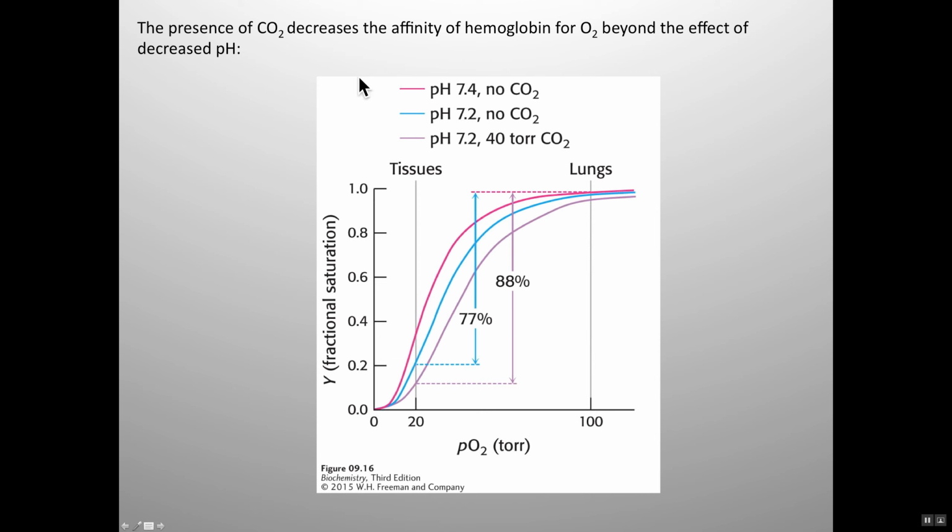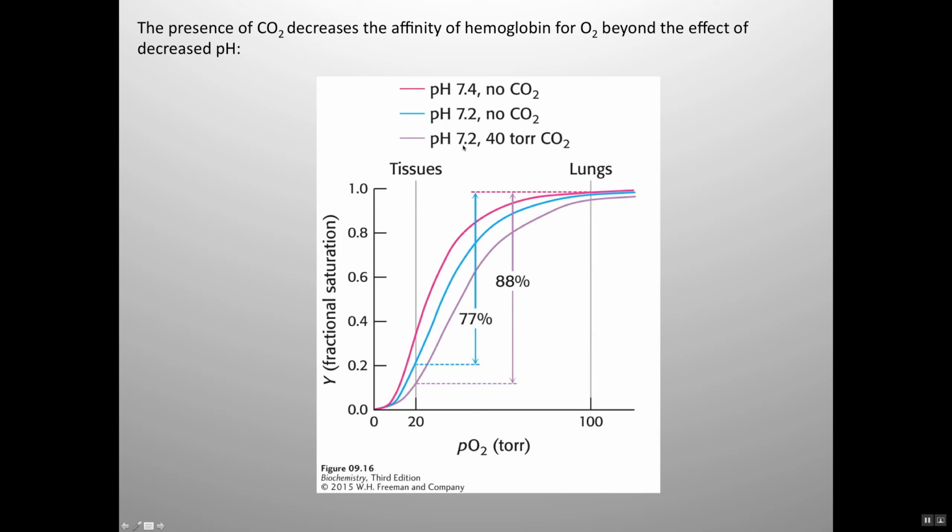So the presence of CO2 decreases the affinity of oxygen beyond the effect of decreased pH. So we have these additive effects here. Let's have a look at these curves. This reddish one here is pH 7.4 with no carbon dioxide. So remember, this is a T-state style hemoglobin. Or I'm sorry, rather an R-state style hemoglobin. At pH 7.2, with no carbon dioxide present, you get the shift in the curve here to the right, so it's going more into the T state.